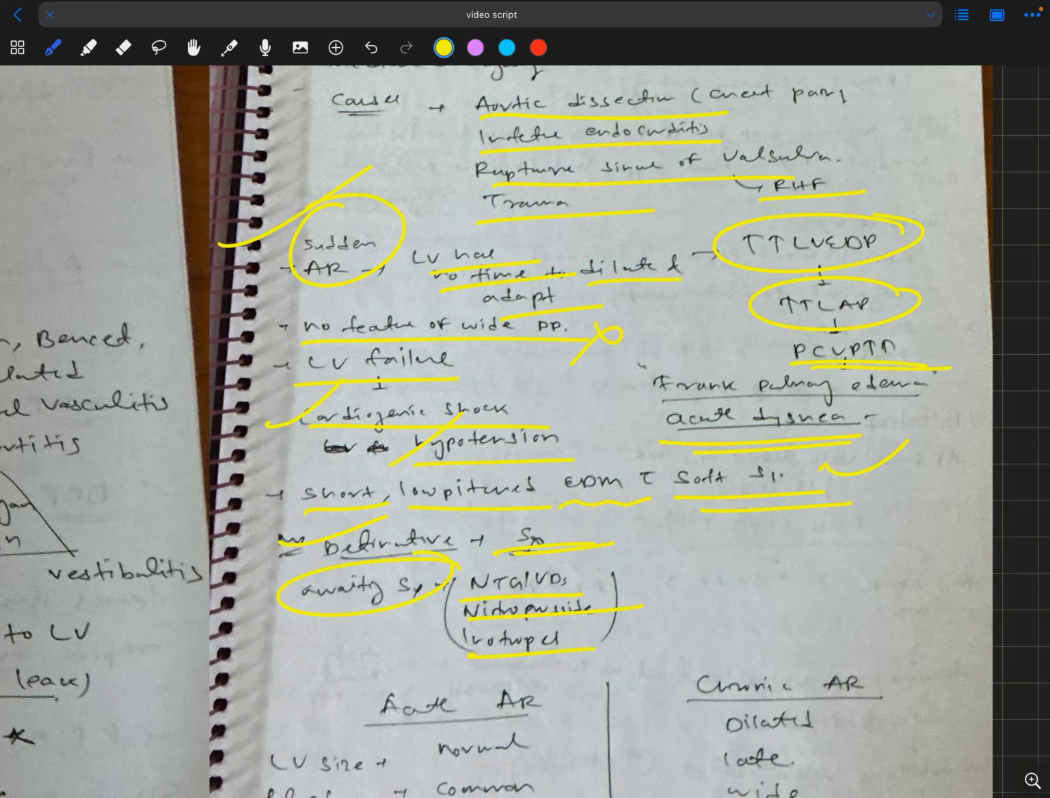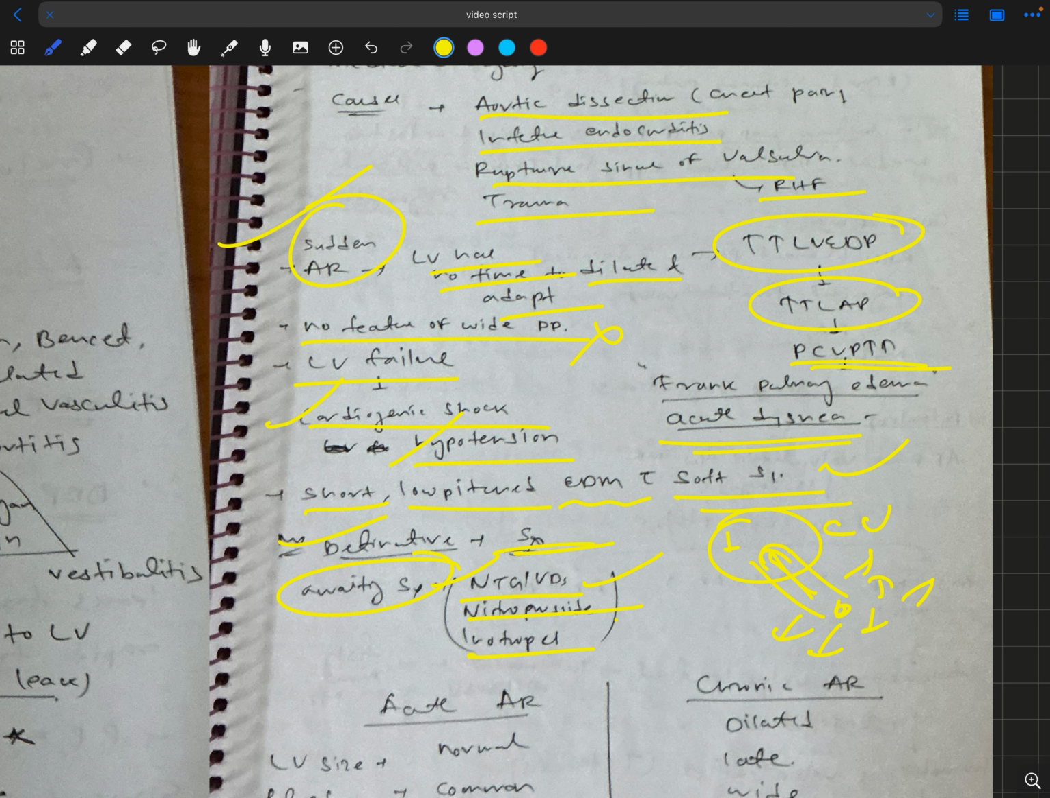Remember one thing: suppose this is the aorta and this is the left ventricle. The blood is backflowing here. The aorta pressure is more, the left ventricular pressure is less, so that's why the blood is flowing back. If you vasodilate these peripheral vessels, then there will be a decrease in pressure inside the aorta, so this backflow will decrease. That's why we give vasodilators in management of patients who are waiting for surgery in case of acute AR.